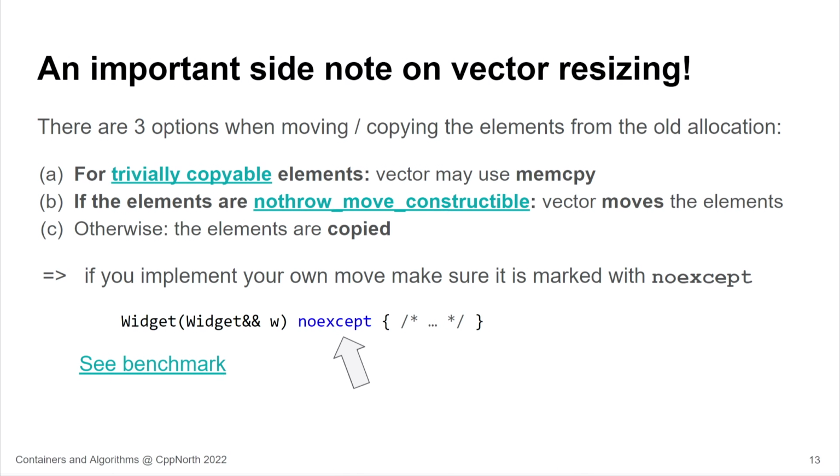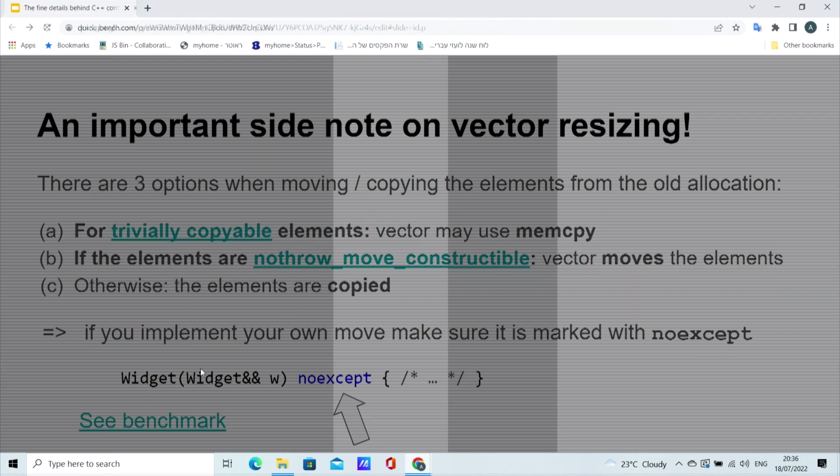So in case the move constructor may throw, the vector must use the copy constructor. This is the third option, which in a way emphasizes the need to put noexcept on our move constructor. So let's take a look at a short benchmark.